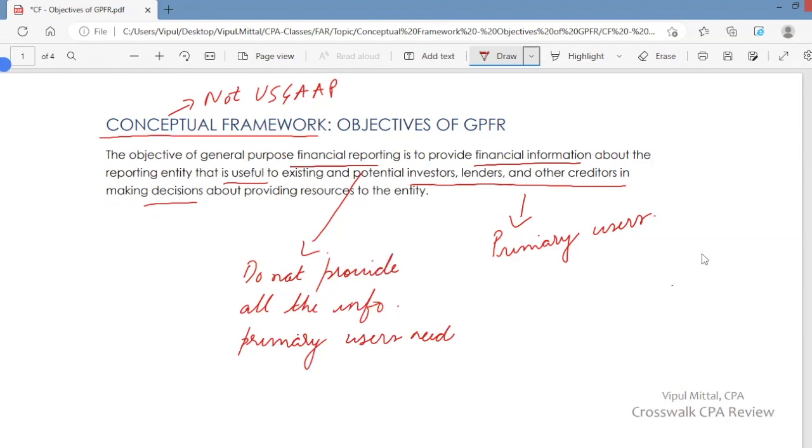So primary users should consider other information also, information that is not available through general purpose financial reporting. For example, information about political events, industry conditions, industry outlook, general economic conditions. All this information is not provided through general purpose financial reporting, and primary users may have to consider other information also. So this is the objective of general purpose financial reporting.